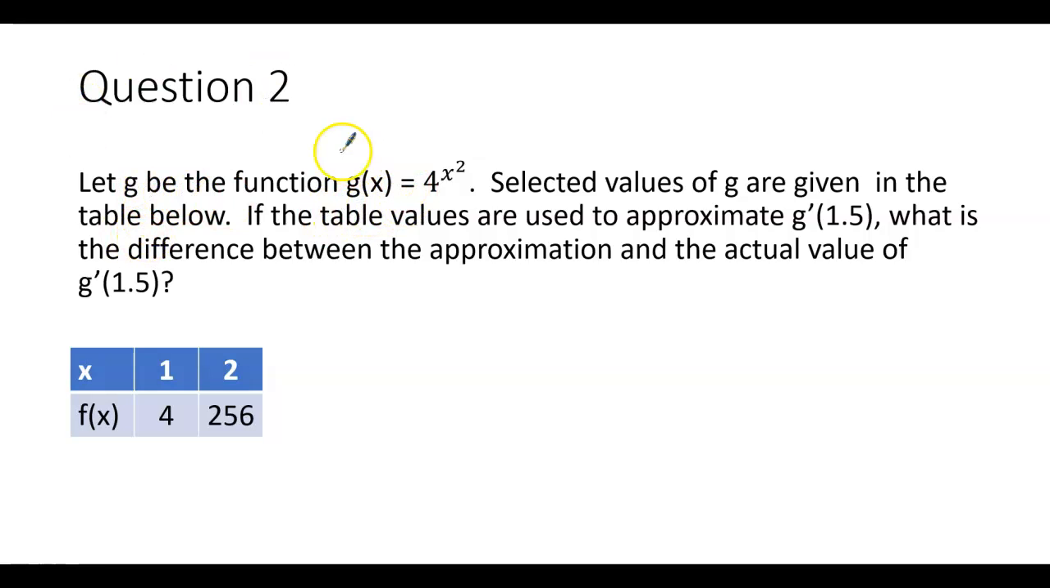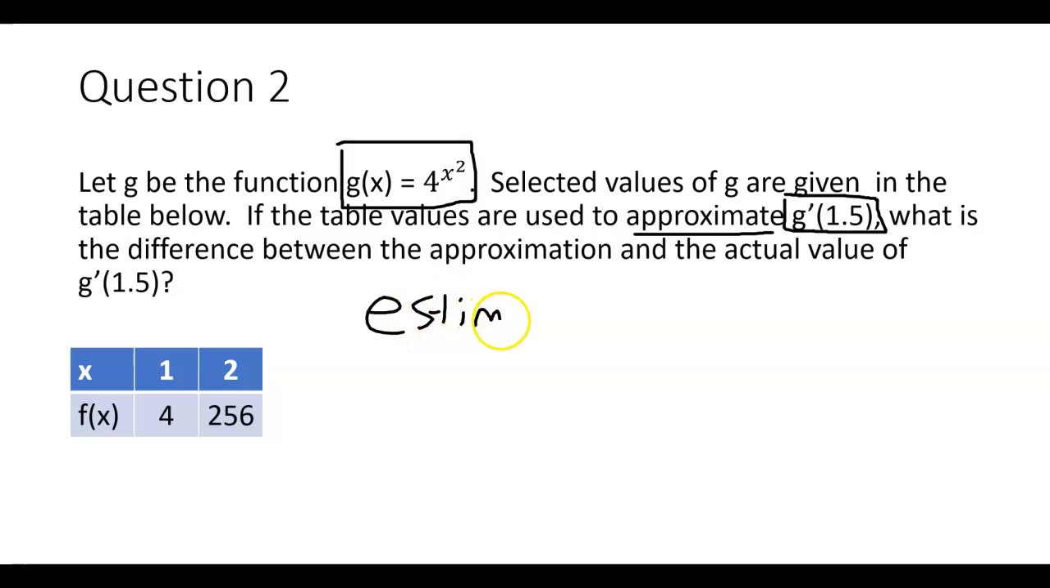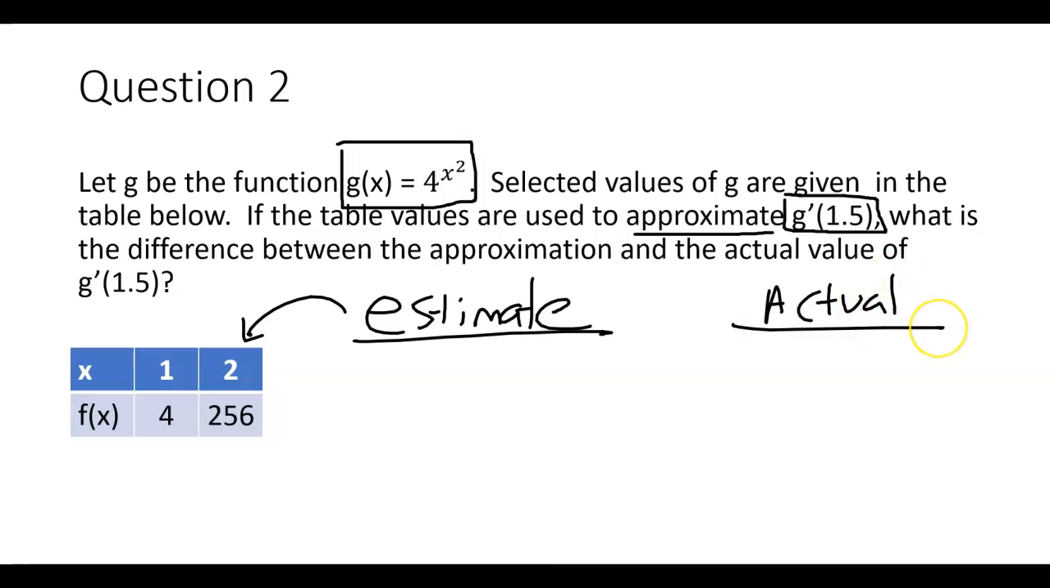It says, let G be this function here. Selected values of G are given in the table below. If the table values are used to approximate G prime of 1.5, what is the difference between the approximation and the actual value of G prime of 1.5? So they want us to estimate G prime of 1.5 using the table, and then they want us to do the actual value.